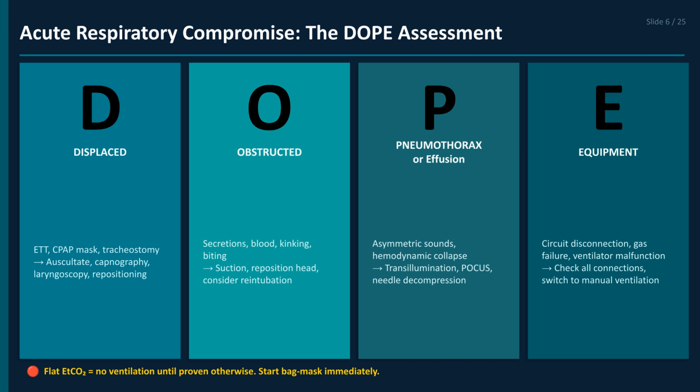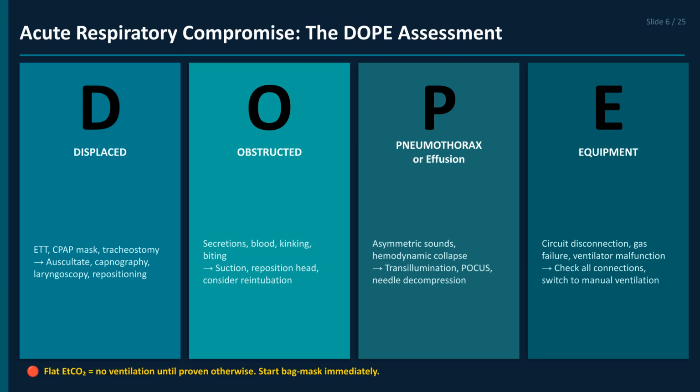Acute respiratory compromise is managed using the DOPE assessment. D is for displaced, O is for obstructed, P is for pneumothorax or effusion, and E is for equipment. Address the underlying cause in parallel with ventilation. A flat ETCO2 means no ventilation until proven otherwise.